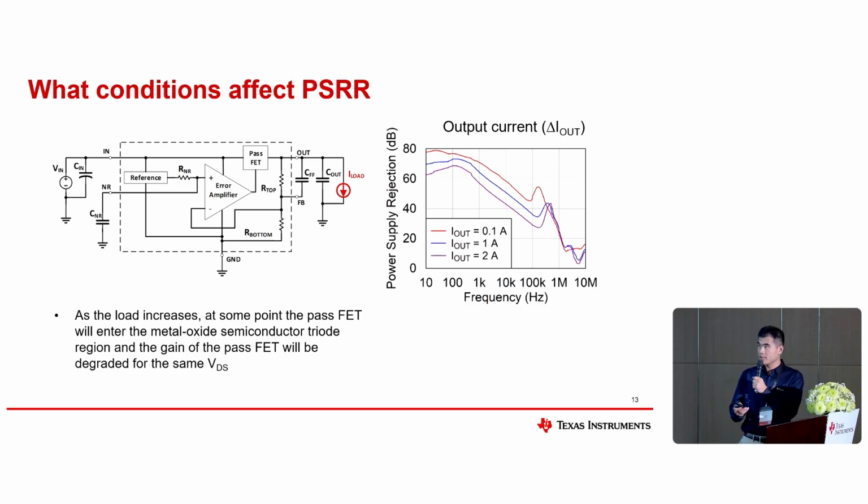Let's continue with the output current. Different currents also influence the PSRR as the output current increases. We can see in this curve, and the red curve is very light load, that the PSRR will drop a lot in different frequency ranges.